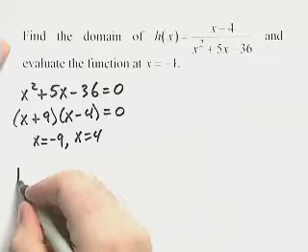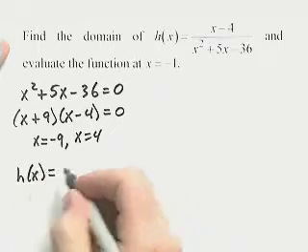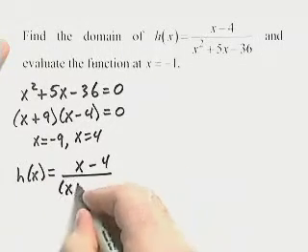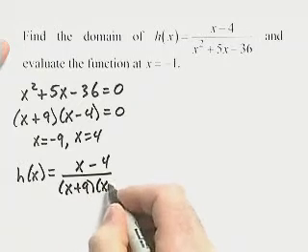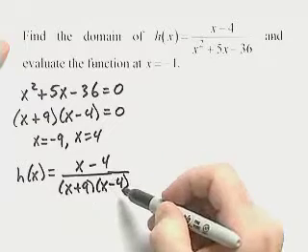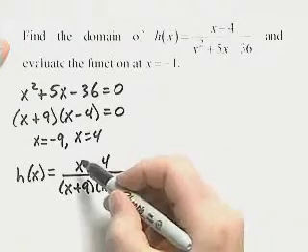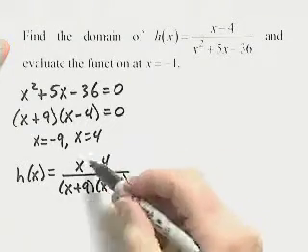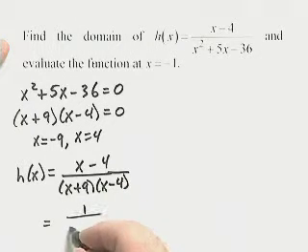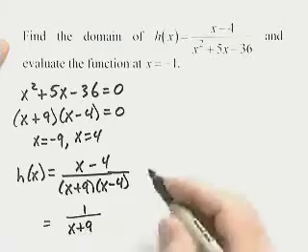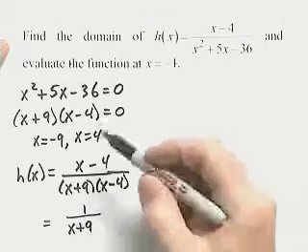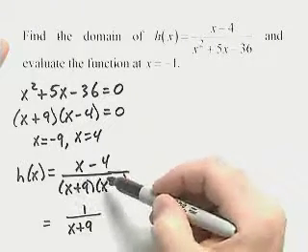If we rewrite our function in factored form, we'll have x minus 4 over x plus 9 times x minus 4. Now notice that we have an x minus 4 in the numerator and an x minus 4 in the denominator. You might be tempted to cancel the x minus 4 factors. If we did that, we'd end up with 1 over x plus 9. But then our domain is different because here we can actually use 4 in our function, but up here in this factored form we cannot.